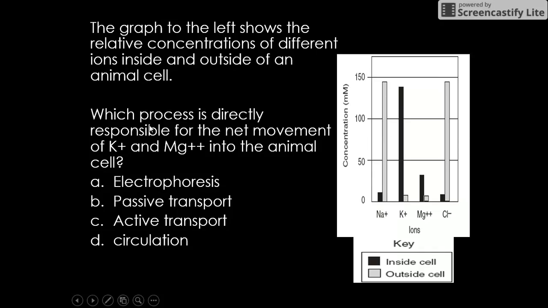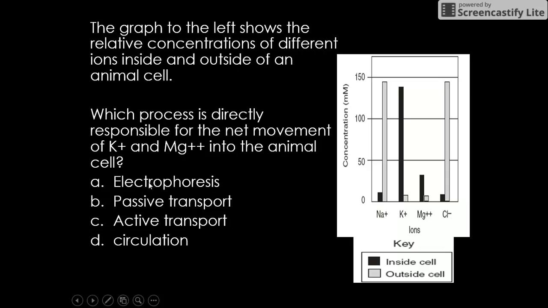So which process is directly responsible for the net movement of K plus and Mg plus plus? So we're only looking at K plus and Mg plus plus into the animal cell. So we want to know as we're going from outside of the cell into the cell. So from the light to the dark, we would be going from low concentration to high concentration because we're going from a little amount to a lot amount. If we think back to our definitions, which type of transport goes from low concentration to high concentration?